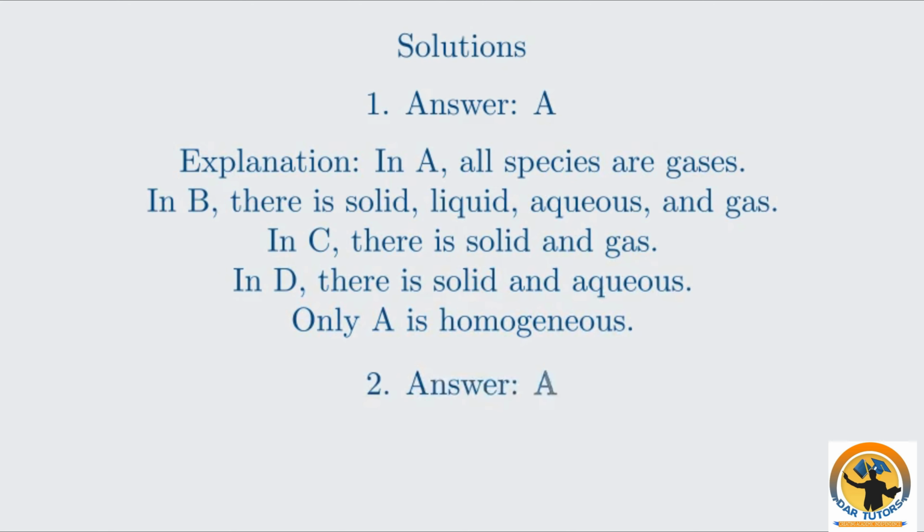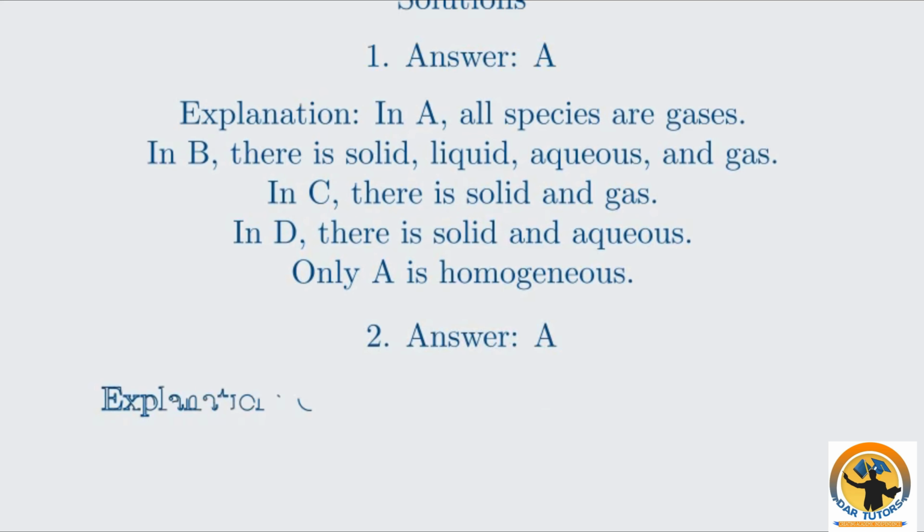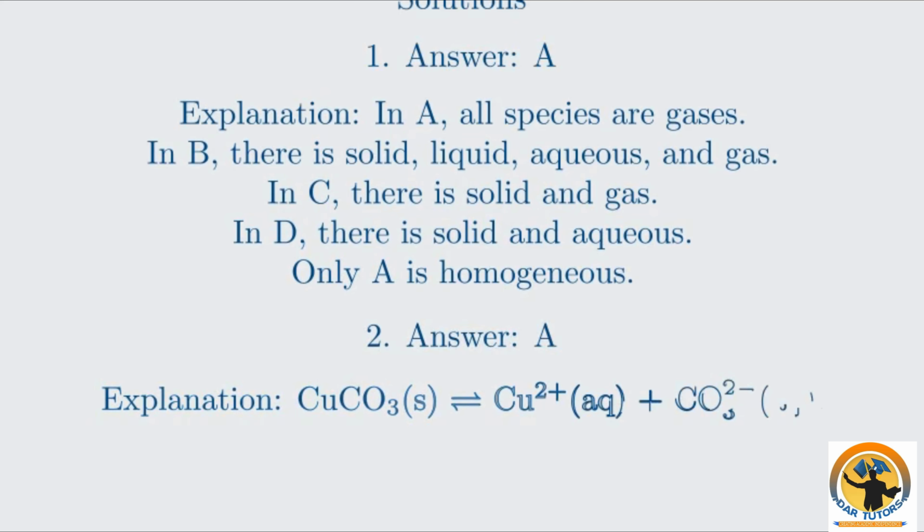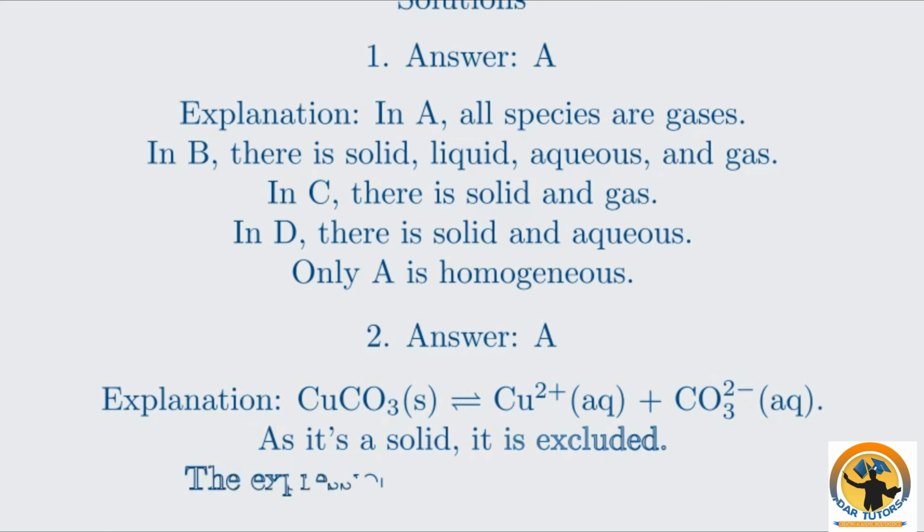For question 2, the Ksp expression for copper carbonate. CuCO3 is a sparingly soluble solid, so we exclude it. It dissociates into one Cu2+ ion and one CO32- ion. The correct expression is Ksp equals [Cu2+][CO32-], making A the right answer.